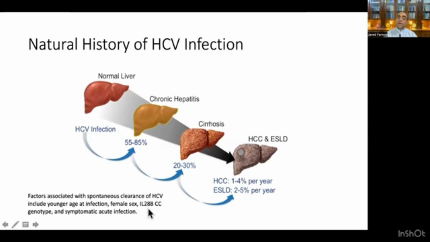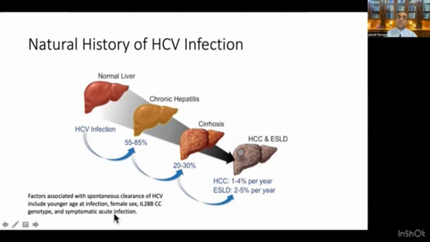Those who have IL-28B, the CC, the TC, and the TT. These are the three genotypes. The IL-28B CC genotype is the genotype of the host, of the patient, not of the hepatitis C virus. So if a patient has IL-28B CC, there is a chance that probably the patient will recover.